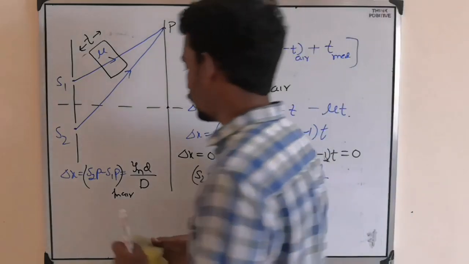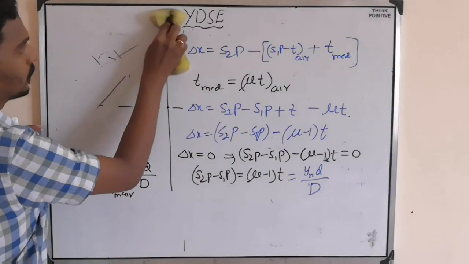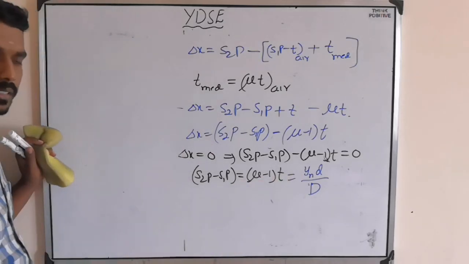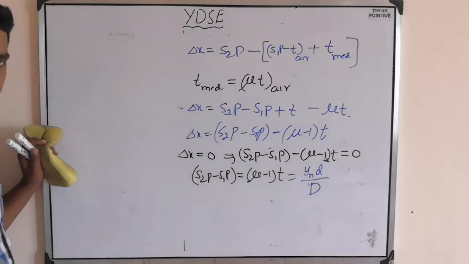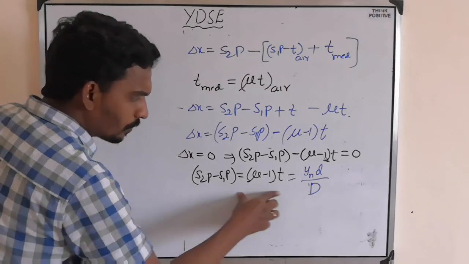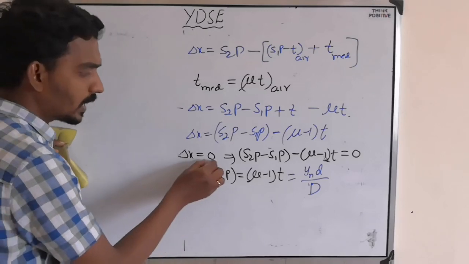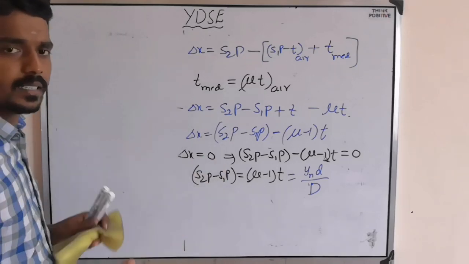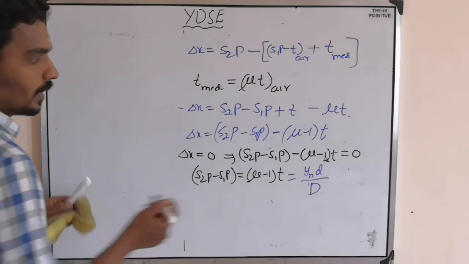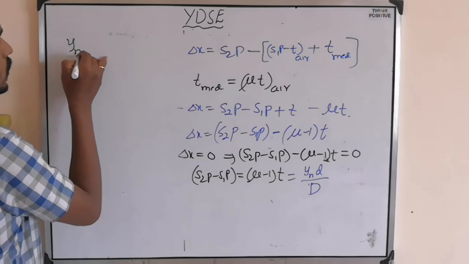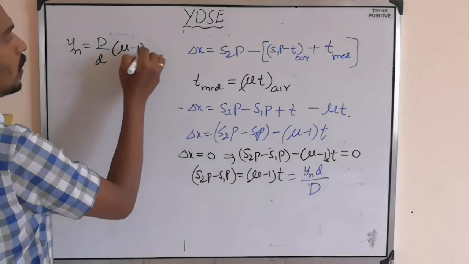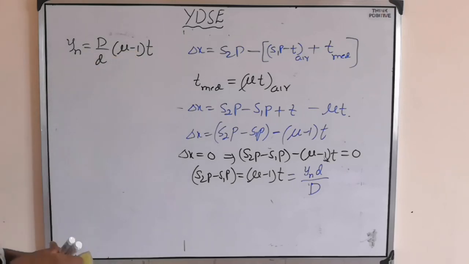Now what is yn? Distance of nth bright fringe. But here this is the condition for what? When delta x is 0. Delta x is 0 for whom? For the central bright fringe. Now yn you will get as, if you bring this side, D by d into (mu minus 1) into t.